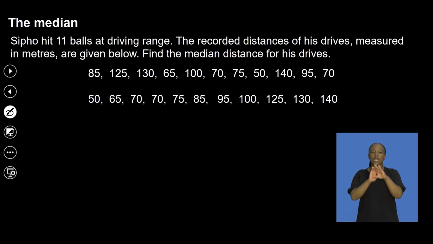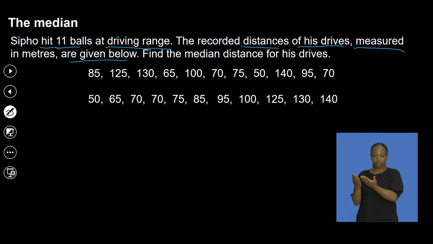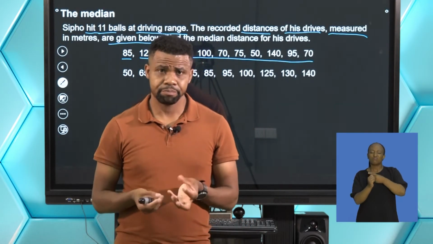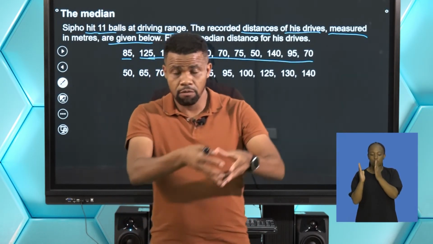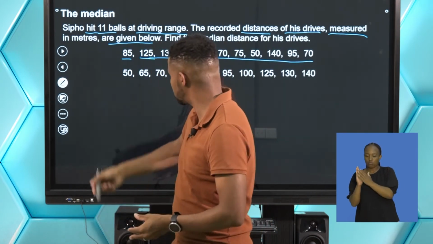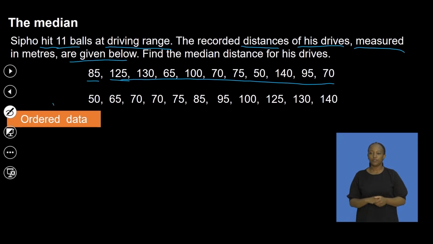So, let's look at an example. Sipho hit 11 balls at a driving range. So Sipho is actually playing what? Golf. The recorded distances of his drives, measured in meters, are given below. So those are the distances: 85, 125, 130, 65, 100, all the way. Okay. Now, we want to calculate the median. We have to order our data from the smallest to the highest. Let's order that. We order data from the smallest to the highest.